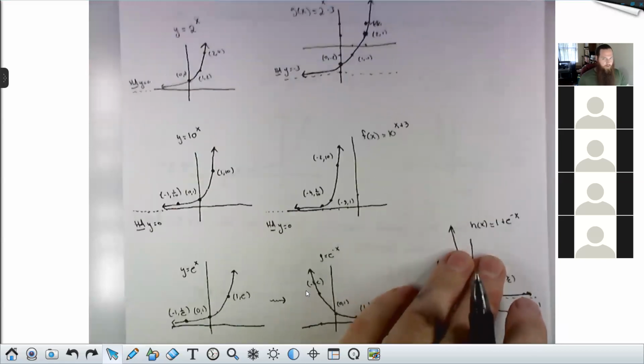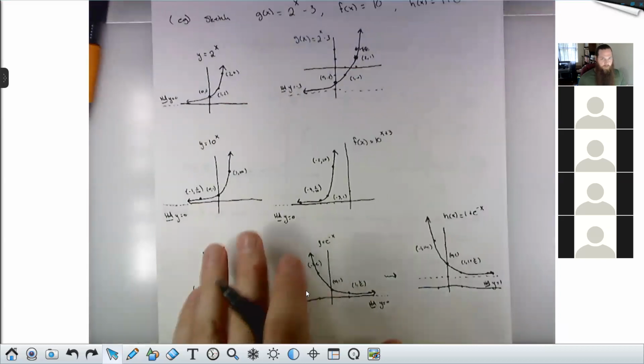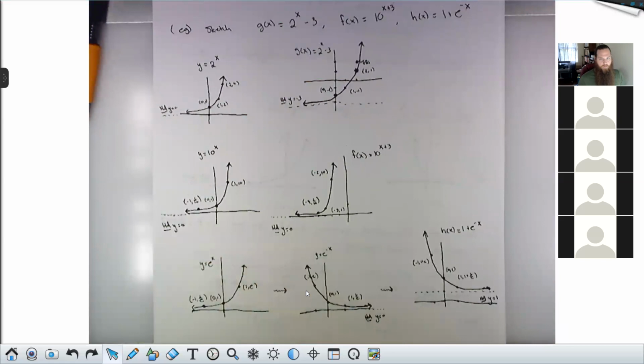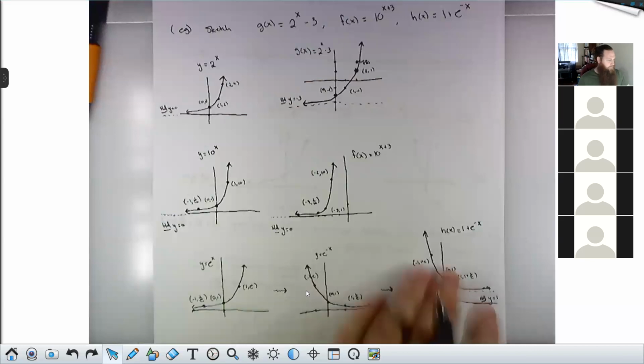So any questions on the graphing exercise here? Okay.